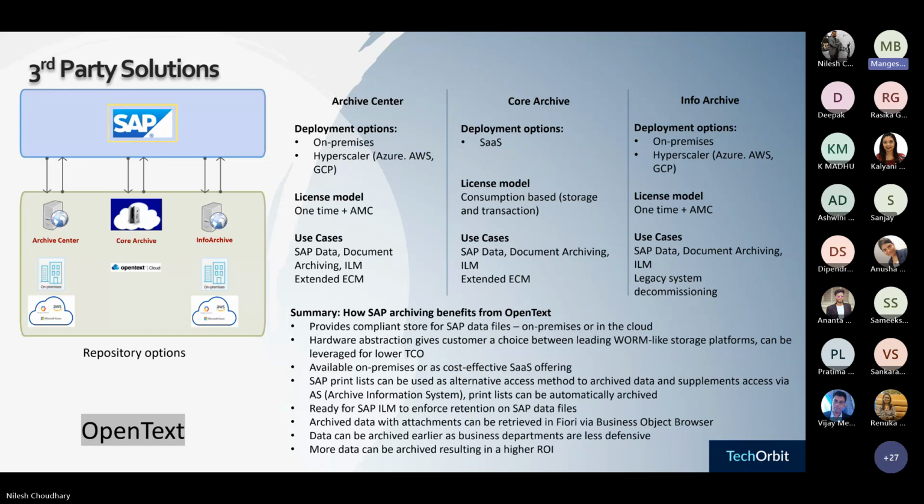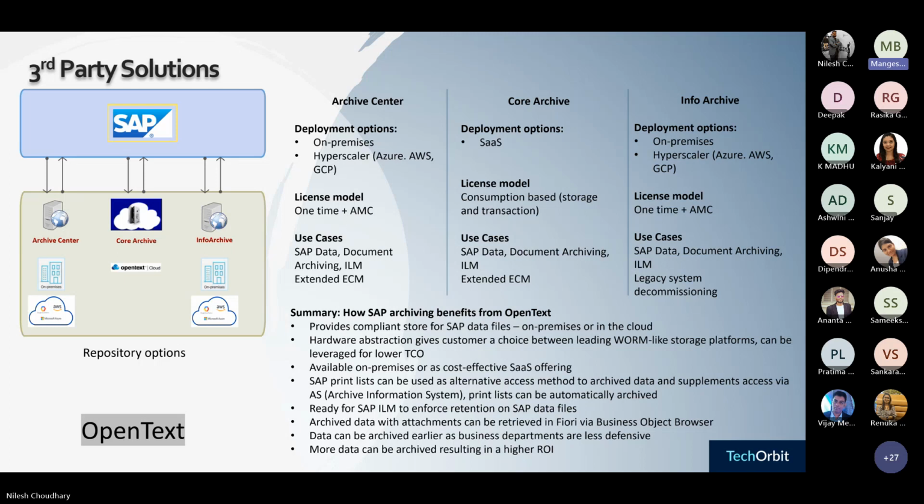Info Archive is something I have to mention that comes from the EMC suite of products. When OpenText acquired the EMC Documentum suite of products, Info Archive got inherited from that line of products by OpenText. And Archive Center is their original, their flagship archiving solution which OpenText provides. So I've tried to depict a few of the salient differences, from deployment options to the licensing model.